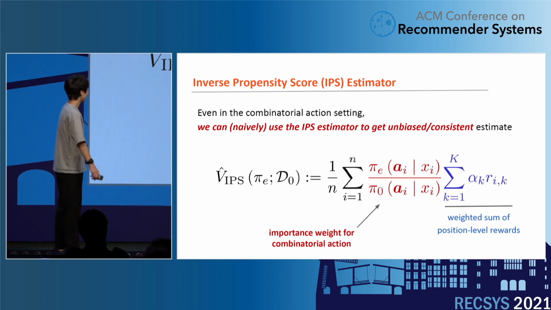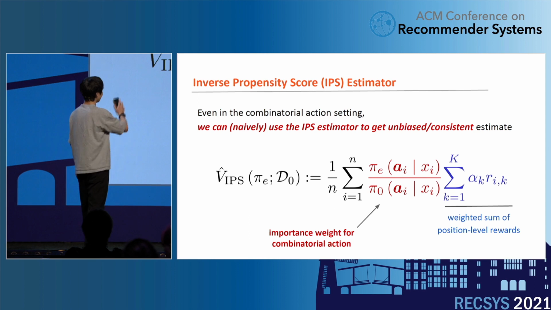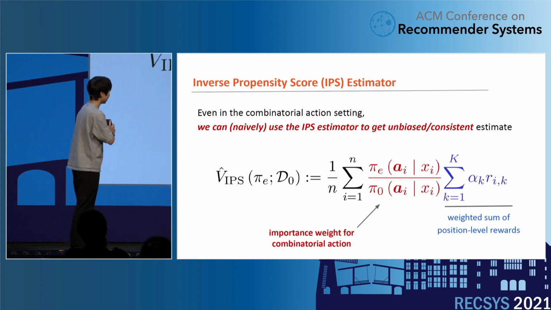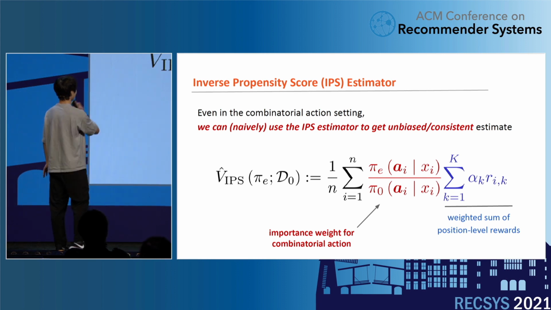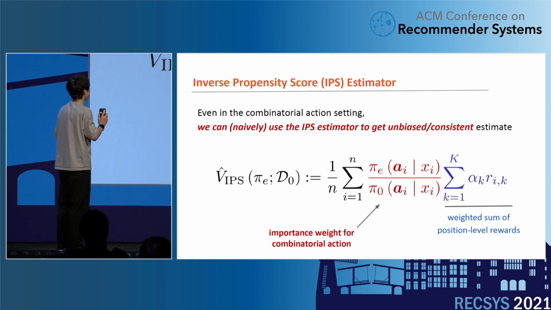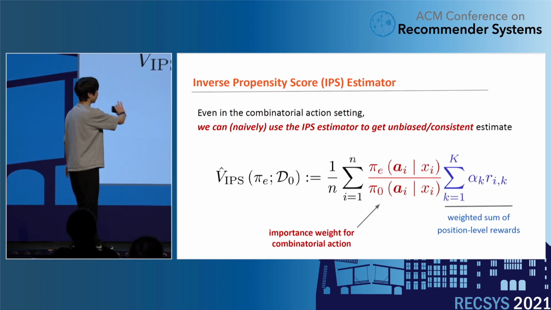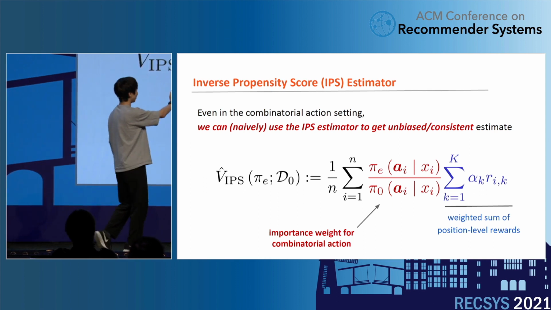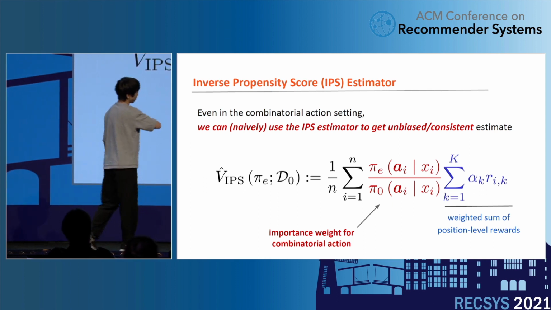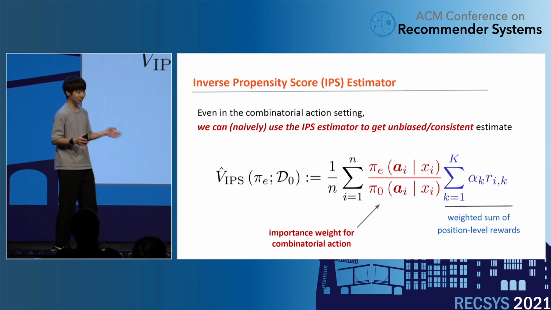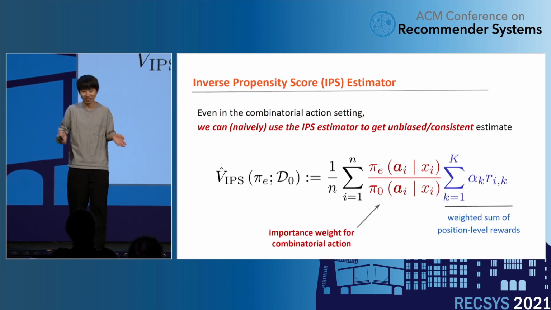So we can just naively apply the vanilla, the original IPS estimator, to get an unbiased and consistent estimate, even if we face a combinatorial action space. That should be true, right? So this is the IPS estimator for the combinatorial action setting. This is just the weighted average of the reward observations. Of course, we see some difference in notation, but the concept is exactly the same.